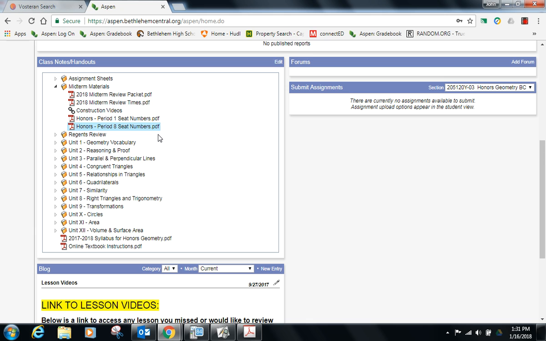Okay, so that's all on there. If you ever forget your seat number, it's on there. You can look at it before you enter Gym A. Everybody good? So everyone's got what's under midterm materials?